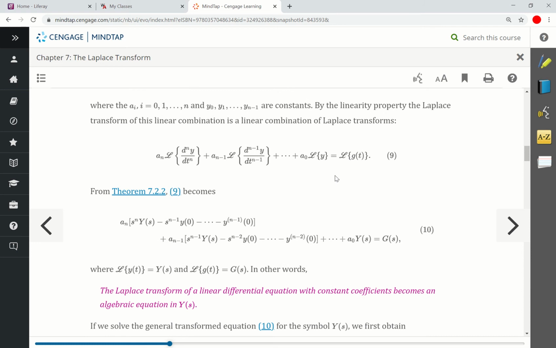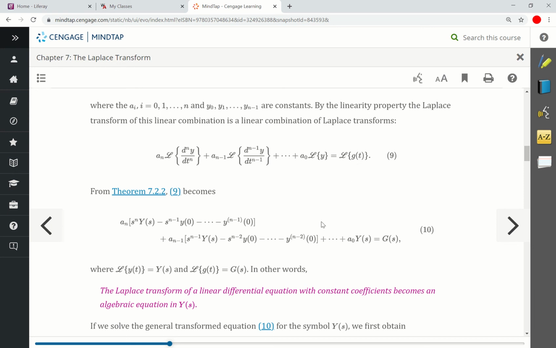From what we just saw a moment ago, we have a formula that lets us take the Laplace transform of each of those derivatives. For example, for the nth derivative, it would be s to the n times y of s minus s to the n minus 1 times y of 0, all the way down. The Laplace transform of y we know is y of s, and this is equal to g of s, which is the Laplace transform of whatever your right-hand side is.